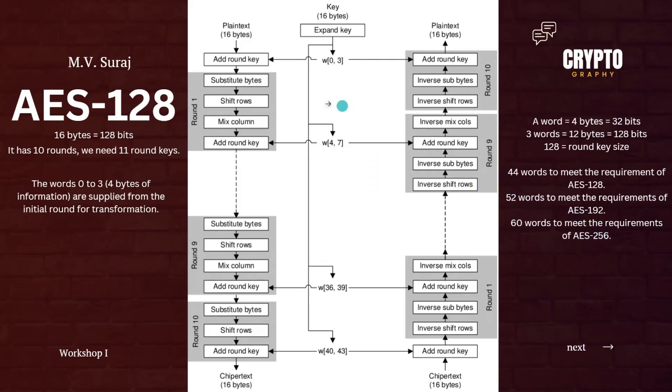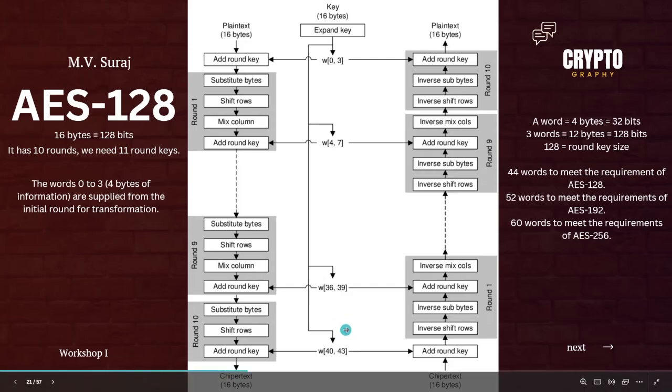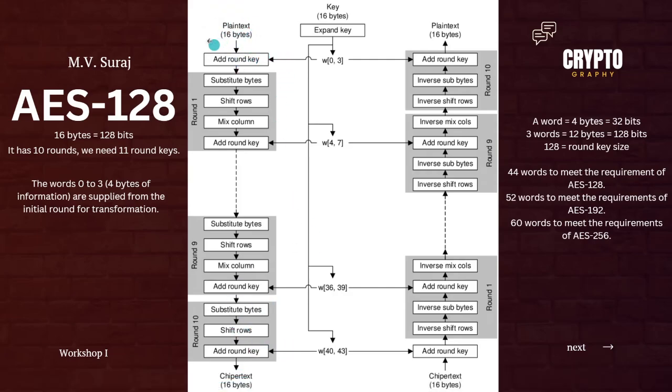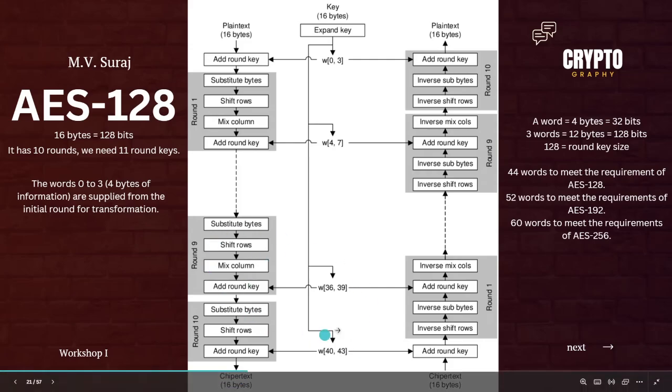And that's basically what the diagram is about. There's really nothing here. So the plain text 16 bytes, ciphertext 16 bytes, data kept the same, and the plain text takes words 0 to 3 included for the initial round, and the next 4 words for round 1, and the next 4 words for round 2, and so on till round 10, the last 4 words. That's basically how we get the ciphertext.